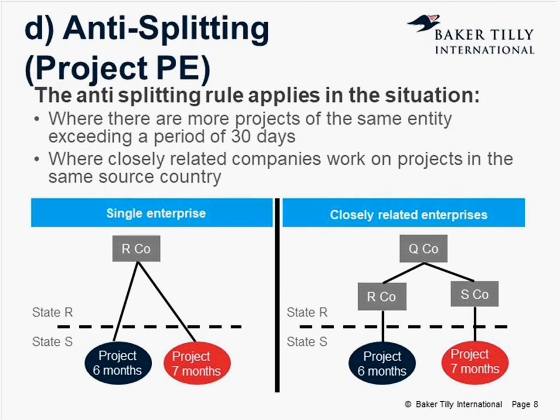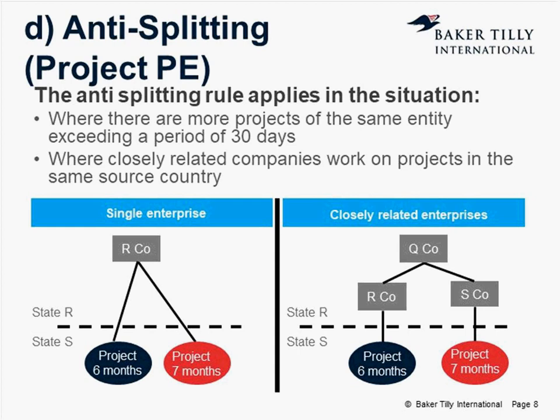The final change we would like to discuss before moving to the implementation of the changes and some actual case studies relates to the so-called project PEs. As you may know, normally, in case there is a construction or installation project that exceeds a certain period, which in most tax treaties is 12 months, you are deemed to have a PE in the source country, even if you do not have a fixed place of business or an agent.